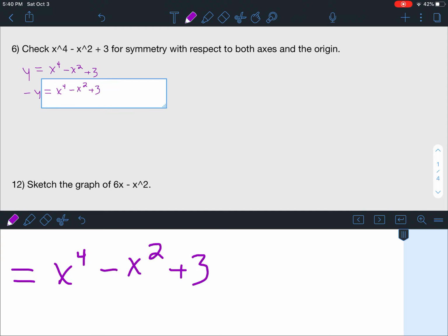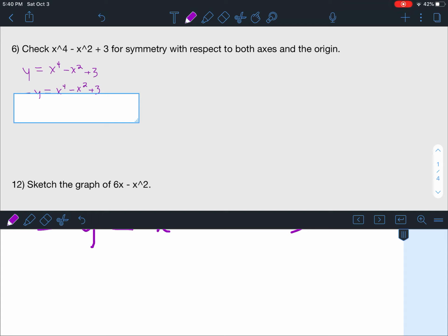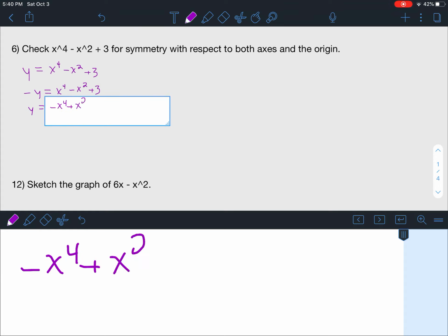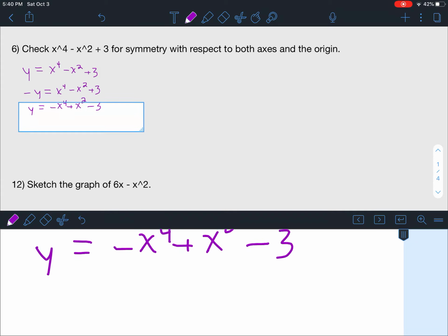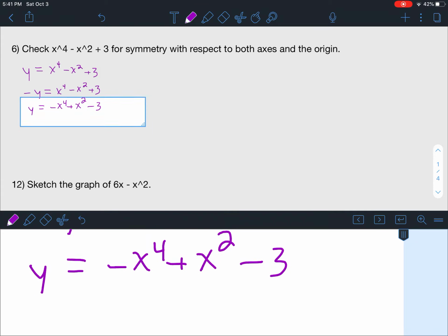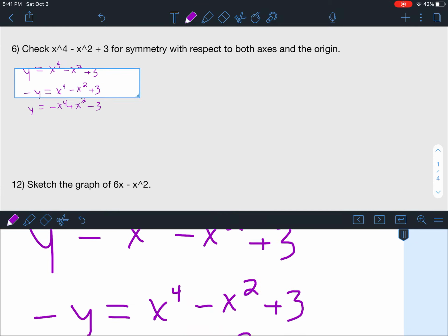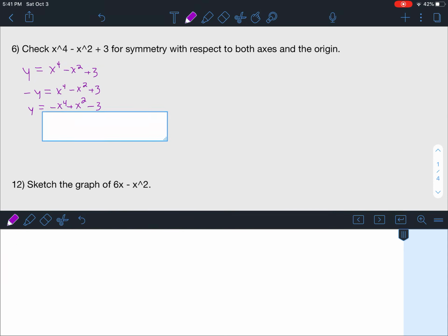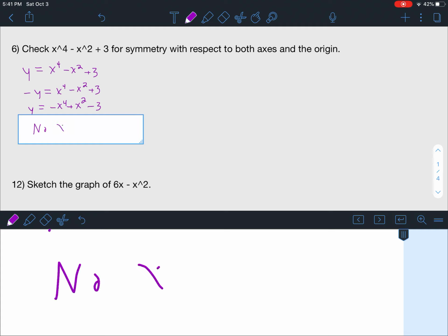And then you can multiply both sides by negative 1 to get y equals negative x to the 4th plus x squared minus 3. And this expression right here is not the same as this one. So there's no x-axis symmetry.